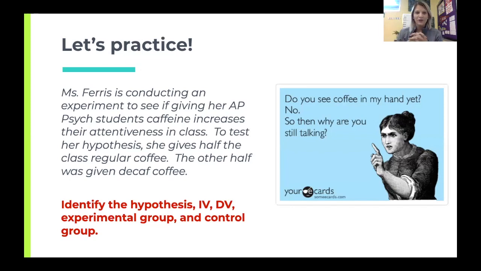How did you do? So the hypothesis would be that caffeine makes students more attentive. The independent variable is the caffeine in the coffee. The dependent variable is student attentiveness. The experimental group is the group of students receiving regular coffee, and the control group is the group of students receiving decaf coffee.